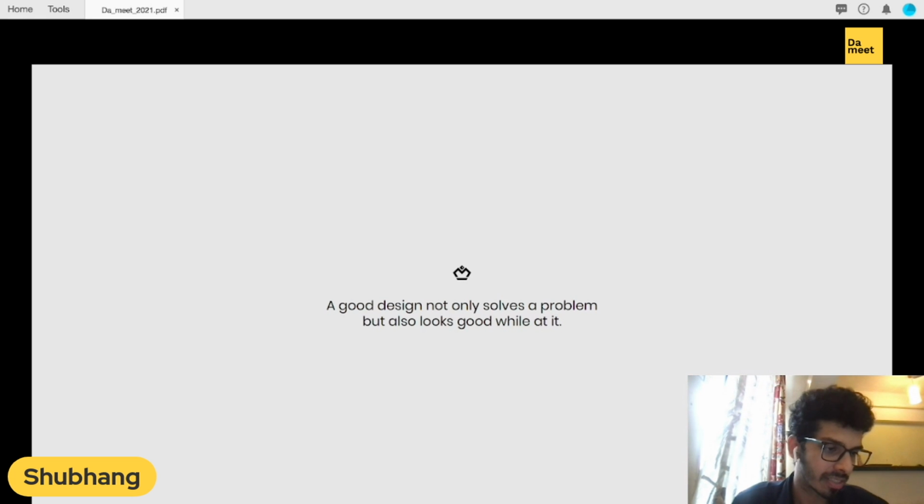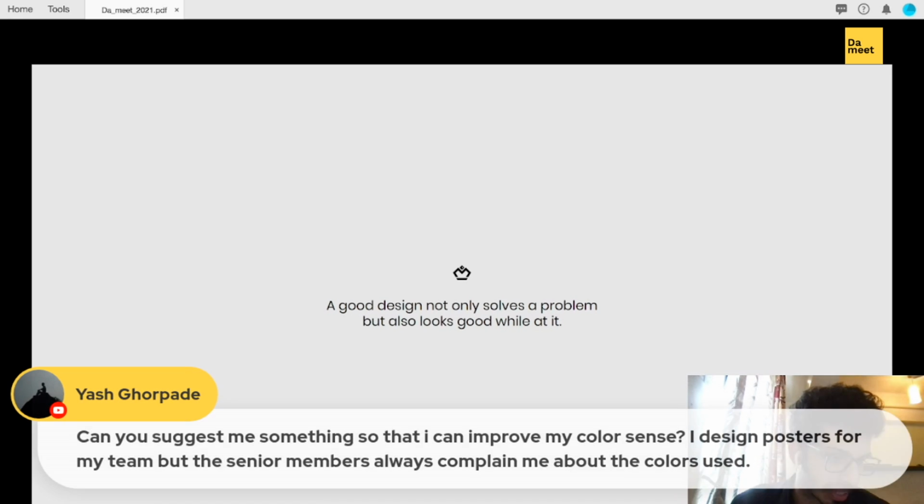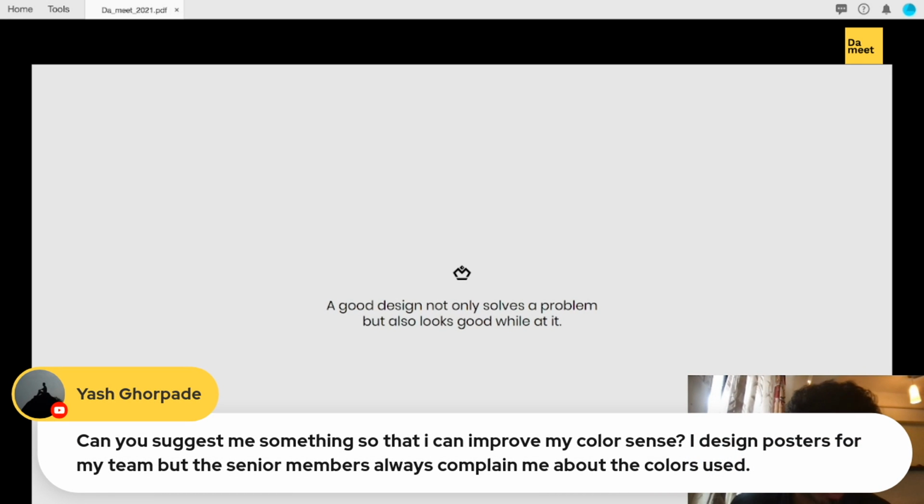Yash says, can you suggest me something so that I can improve my color sense? I design posters for my team, but my senior members always complain about the colors used.